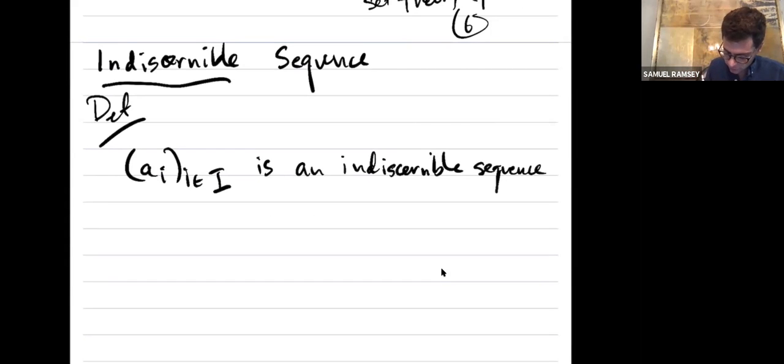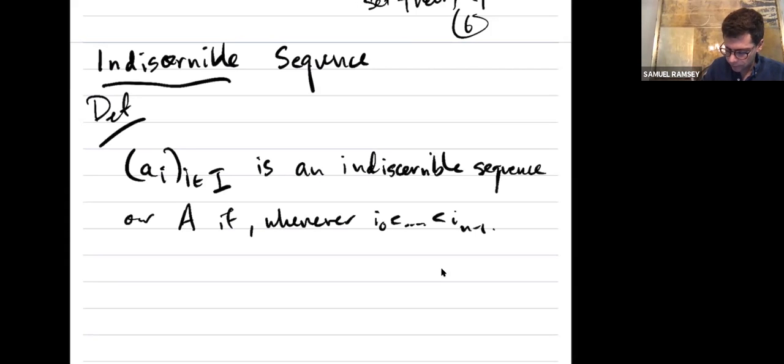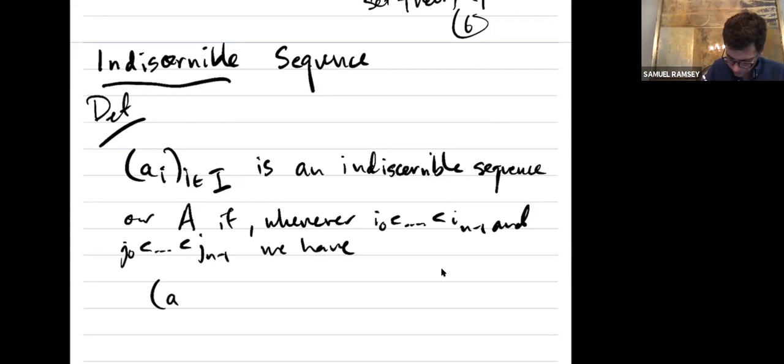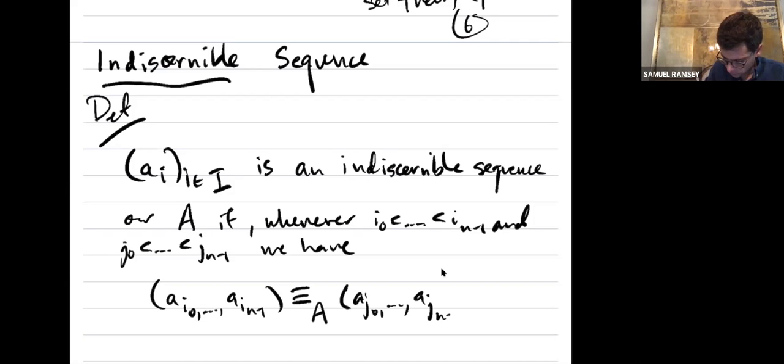Now we'll say it's an indiscernible sequence over A, where A will be a set of parameters, if whenever I0 is less than ... is less than I n minus 1 and J0 is less than ... J n minus 1, we have that the tuple A I0 through A I n minus 1 has the same type over A as A J0 through A J n minus 1.